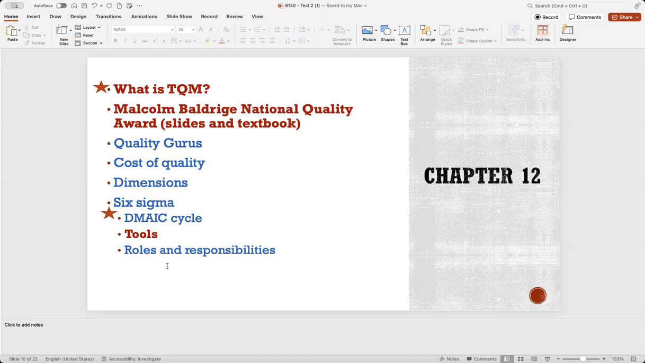And the last thing you may need to review for chapter 12 is the different roles and responsibilities if you want to integrate Six Sigma into your organization. And this is all of the things you may need to review for chapter 12. Okay.